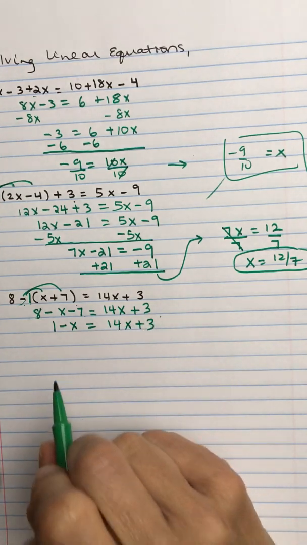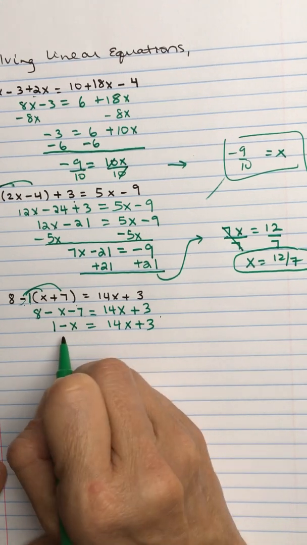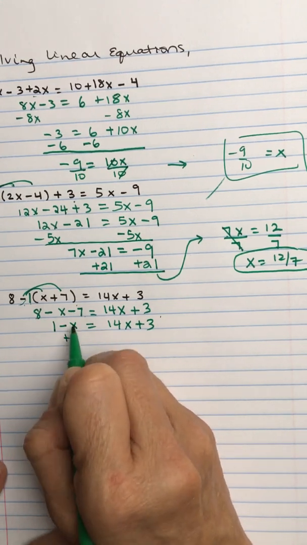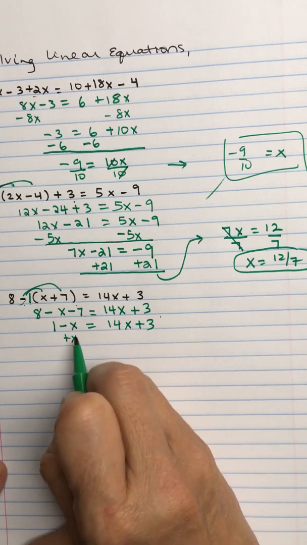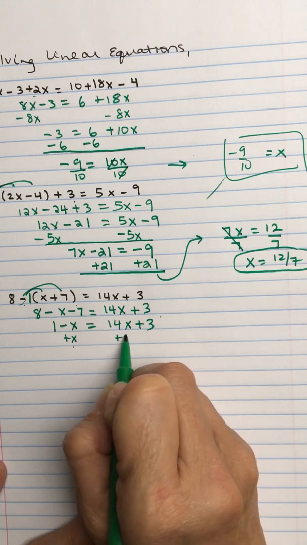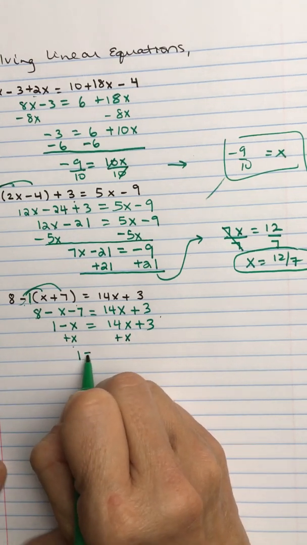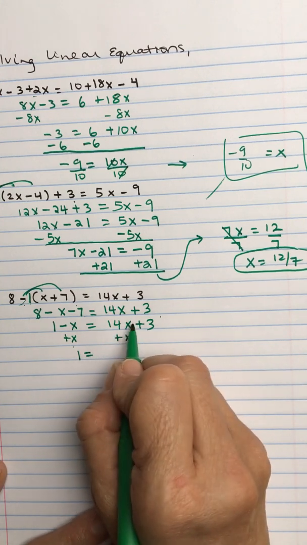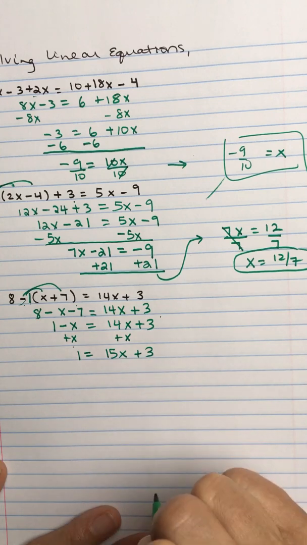Okay, we're going to get all of our x terms together then. It looks like mine are going to go to the right, so I stay with a positive coefficient. This was minus x, so if I add x on the left, those guys will cancel. They'll add to 0, and I'll just get the 1 left. But then I have to add to the right to stay balanced. So now I have 1 equals x plus 14x is 15x plus the 3.